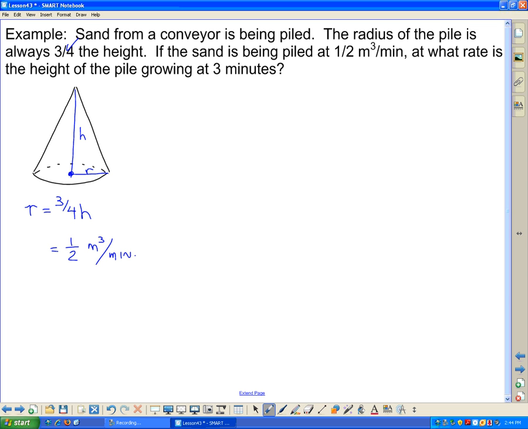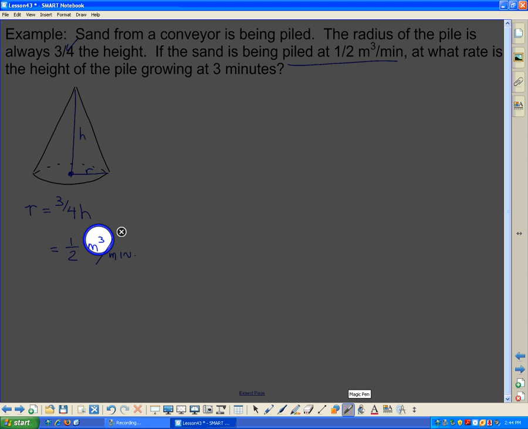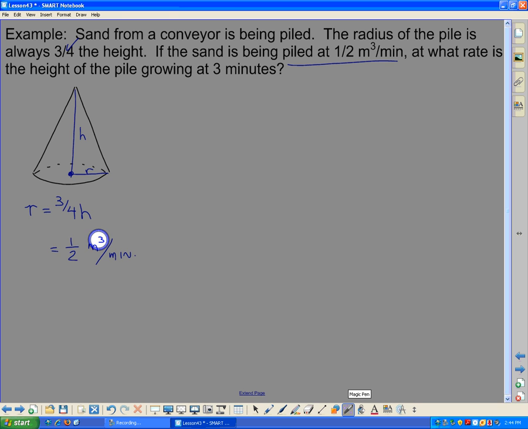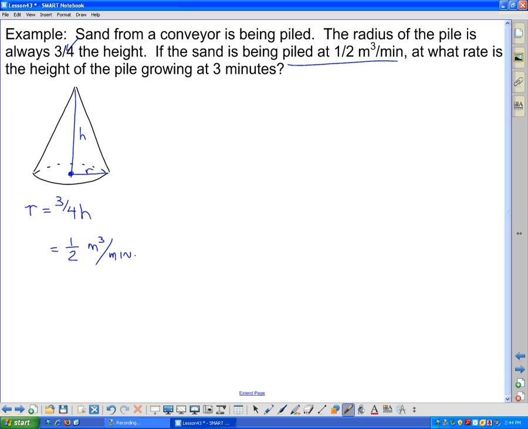Now we've been given information. We have to figure out what that variable is. What does this represent? 1/2 a cubic meter per minute. So now this is where you use your interpretation skills. You know that you're dealing with a rate. So meters cubed. Hopefully most people are saying it's volume. Good job. And the bottom, or the denominator, is in minutes. So this represents the change in volume with respect to time, 1/2 a cubic meter per minute.